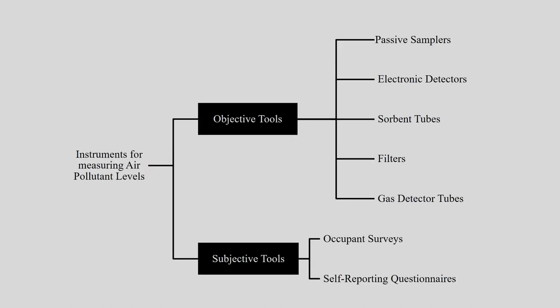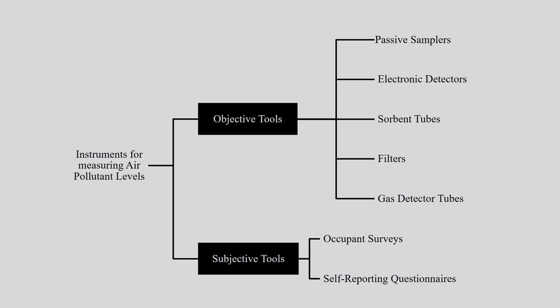Fine. Now the instruments required for measuring the air pollutant level. There are objective tools and subjective tools. Objective tools include passive samplers, electronic detectors, sorbent tubes, filters and gas detectors. Subjective tools include occupant surveys and self-reporting questionnaires. All are easily available tools. You can pick any one of them according to what best fits your situation.